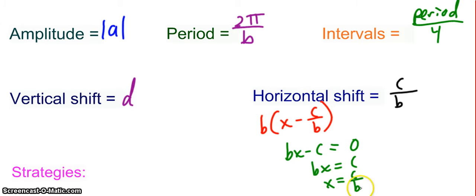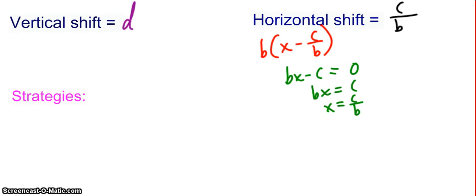Now, one thing I would point out, if I do this technique of just factoring out the b, then I have to keep in mind that the direction of the horizontal shift is going to be the opposite of whatever this sign is. So if this was minus 5, then I would actually go to the right 5. If it was plus 5, I would go to the left 5. We'll again see some examples of this. So now let's talk about some strategies real quick. Our strategies, we're going to first find this information.